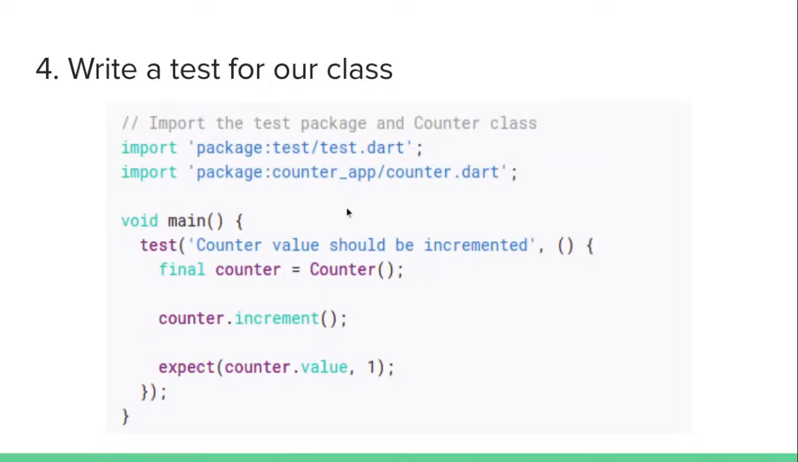So the fourth step is writing a test for our class. Now in this step, we will start to write our first test cases for our class. Inside the counter_test.dart file, you can write the first unit test. Tests are defined using the top-level test function.